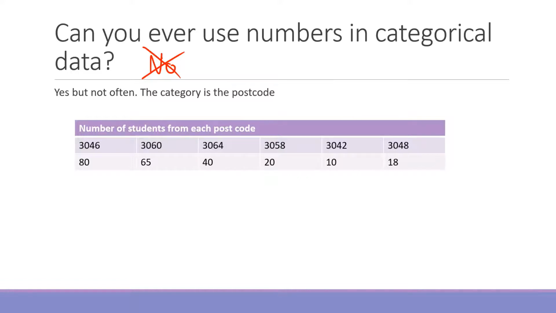So even though, yes, it's a number, you can't actually do any maths on that number. You can't go, oh, well, if I have 10 people living in 3046, then that means that they're two worse than people living in 3048. So these ones are better than those ones. It's like, no, you can't do that because they're just postcodes. They don't actually have any numerical meaning.